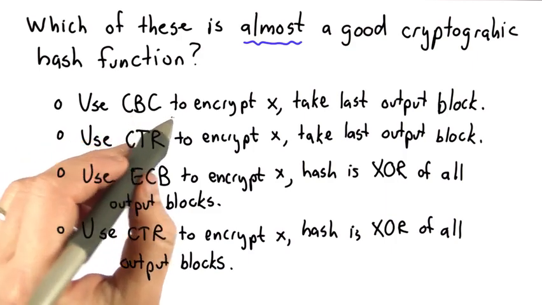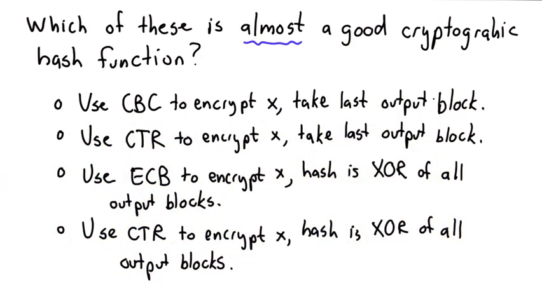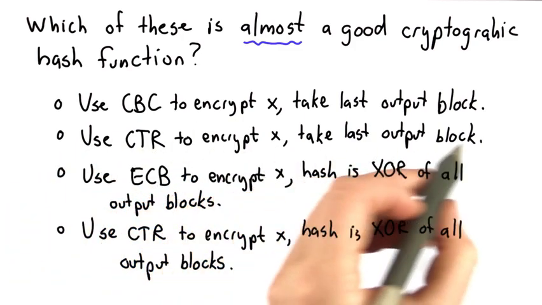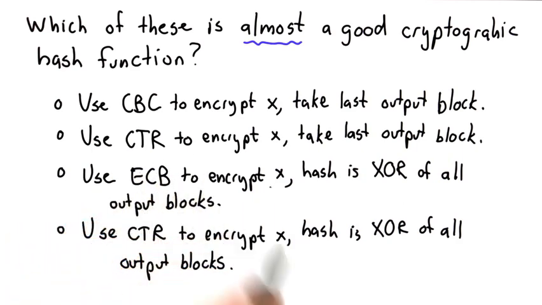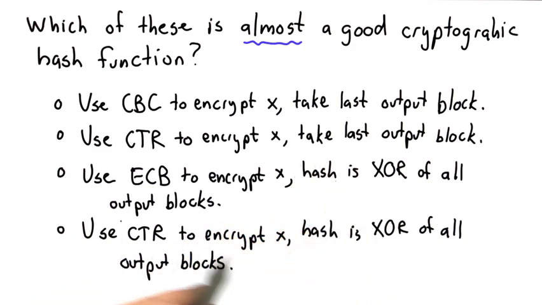Use cipher block chaining mode to encrypt x, and then take the last output block as the value of the hash. The second choice is to use counter mode to encrypt x, and then take the last output block. The third choice is to use electronic codebook mode to encrypt x, and then take all the output blocks, XOR them all together, and use the result as the hash value. And the fourth choice is to use counter mode to encrypt x, XOR together all the output blocks, and that's the hash value. Which one of these makes the most sense to provide the cryptographic hash function properties that we need? So the answer is the first one.